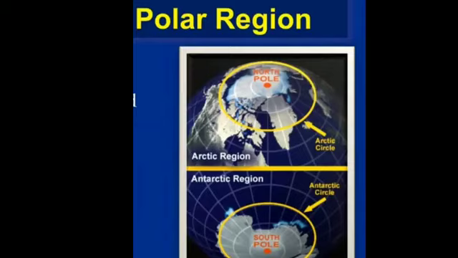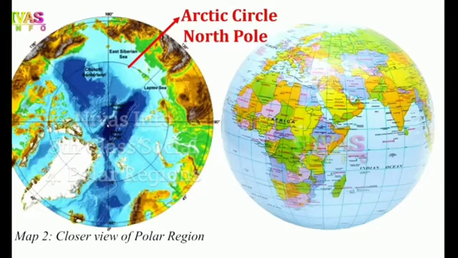Polar region. Region means an area, especially part of a country or the world, having definable characteristics but not always fixed boundaries. Polar means of or relating to the North or South Pole or the region around it. The polar region means the region which lies near the poles. We have two polar regions: one is the North Pole, the other is the South Pole.